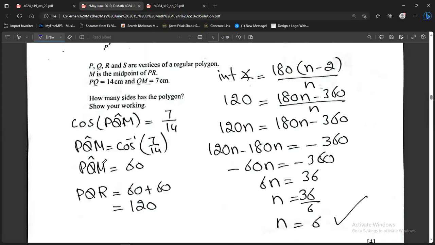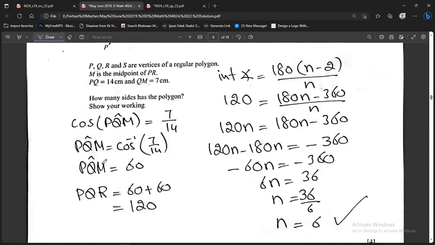So we know that the internal angle of a regular polygon is equal to 180(n minus 2) divided by n. So 120 will be equal to (180n minus 360) divided by n. So that n will come to the left side, so it will become 120n equals 180n minus 360. 120n minus 180n is equal to minus 360.